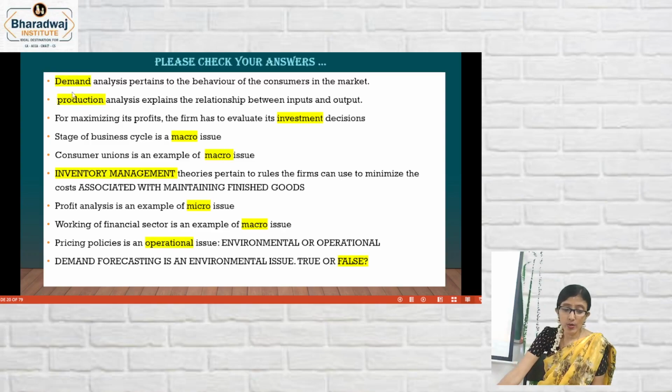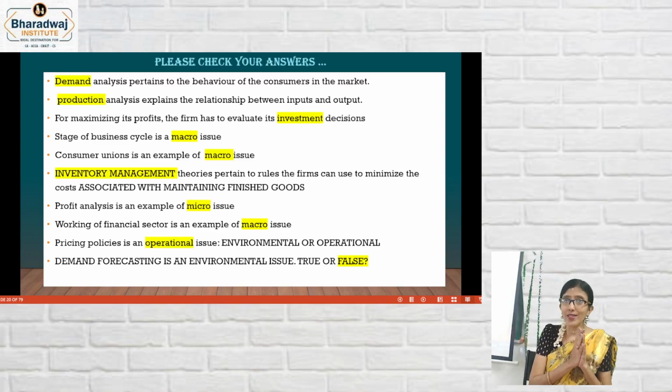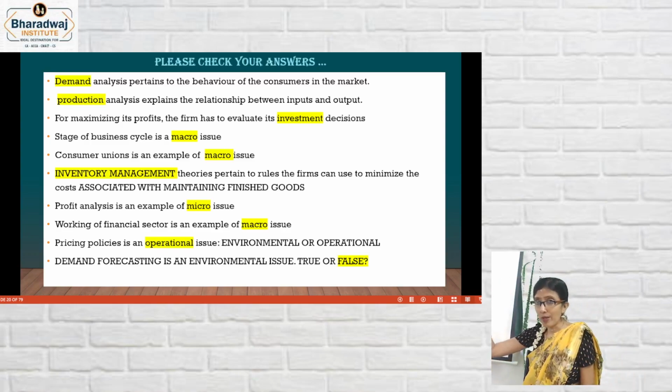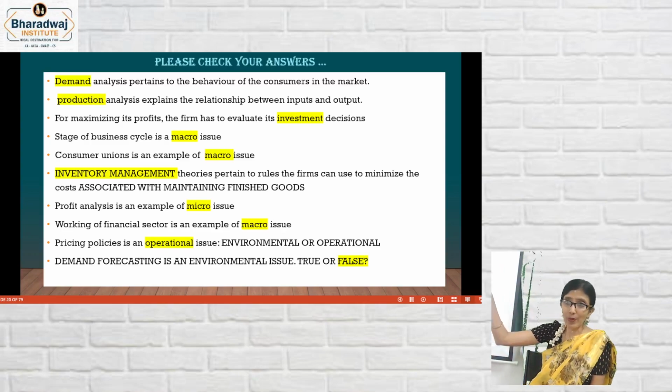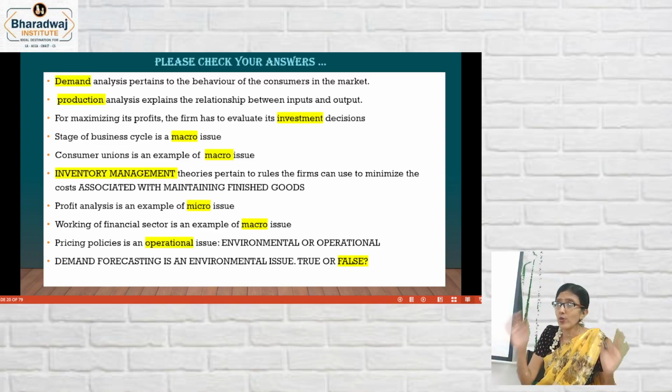Demand analysis, look at this, I have highlighted. Demand analysis pertains to the behavior of the consumers in the market. So I told you, remember in demand analysis, have consumer perspective, for production have supply, for supply have producer's perspective. So please remember, they are tricky questions. My dear students, segment B is for tricky questions.